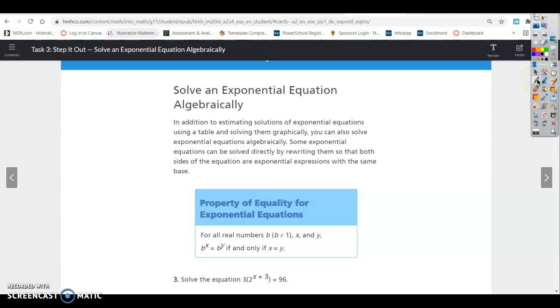Lesson 10.2, Task 3. Solve an exponential equation algebraically. In addition to estimating solutions of exponential equations using a table and solving them graphically, you can also solve exponential equations algebraically. Some exponential equations can be solved directly by rewriting them so that both sides of the equation are exponential expressions with the same base. All right, make a note of that. They have to have the same base.